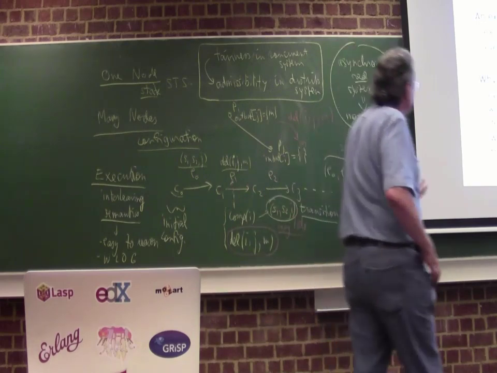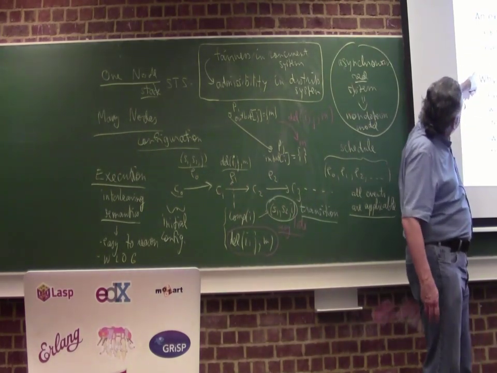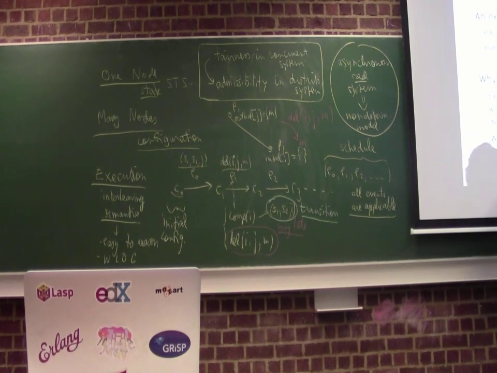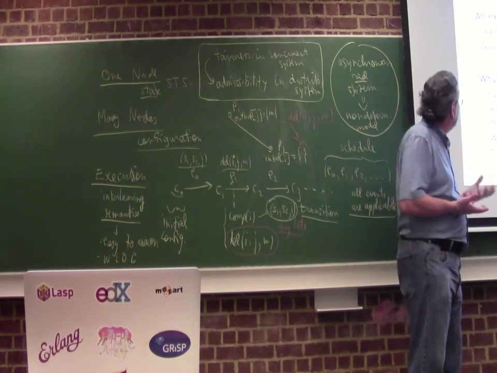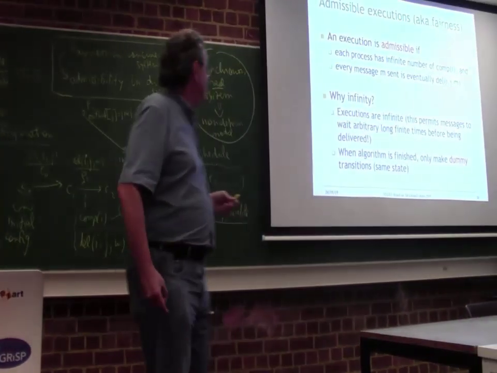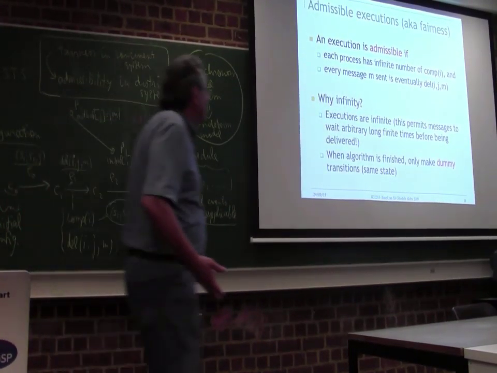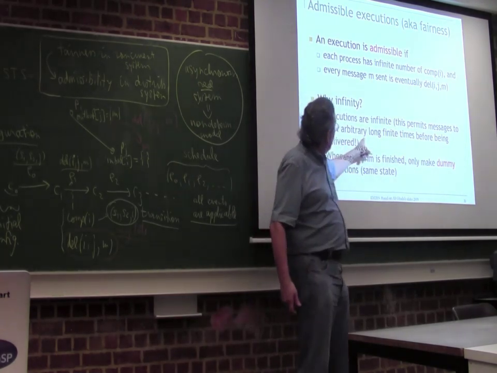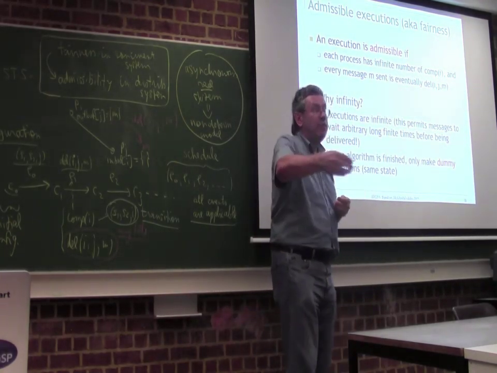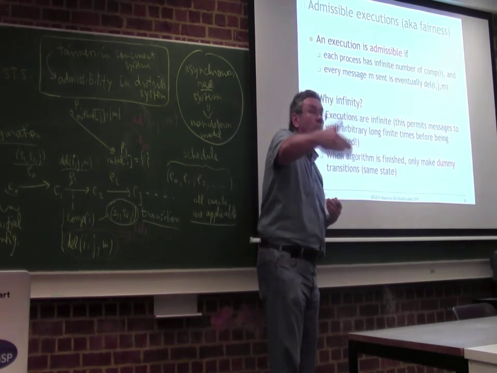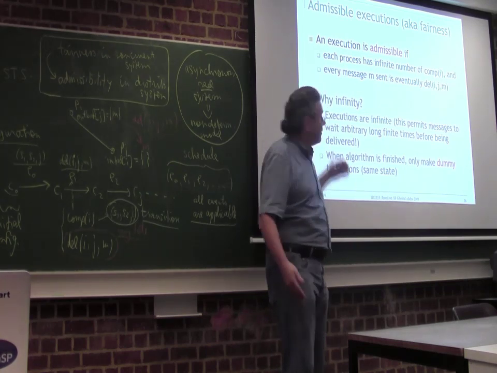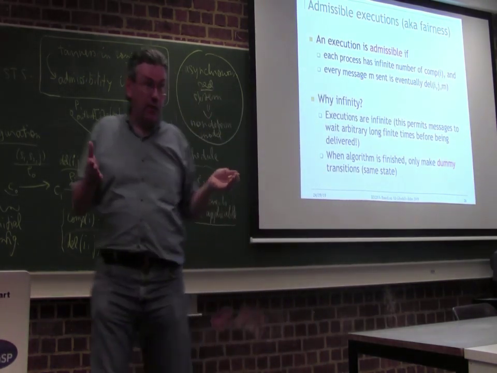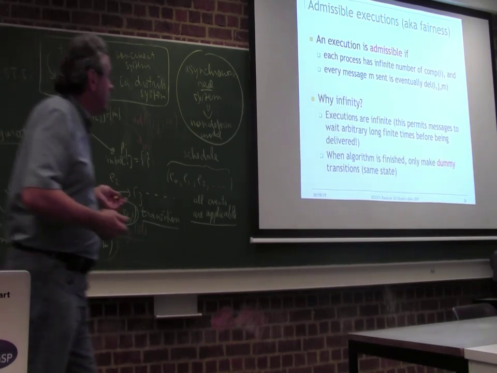Okay? And it's interesting, the definition is interesting because we say each process has an infinite number of comp events. That's a nice way of defining it. It's very simple. So we assume all executions are infinite. Why do we do that? Well, it allows messages to wait arbitrarily long. There's no limit. If there would be a limit, then the messages could not wait longer than that. So there's no limit in how long the messages wait. So that's exactly the asynchronous model. No limit on how long the messages wait.